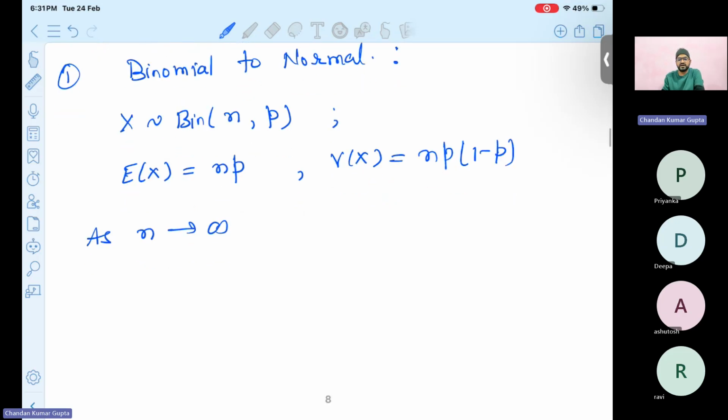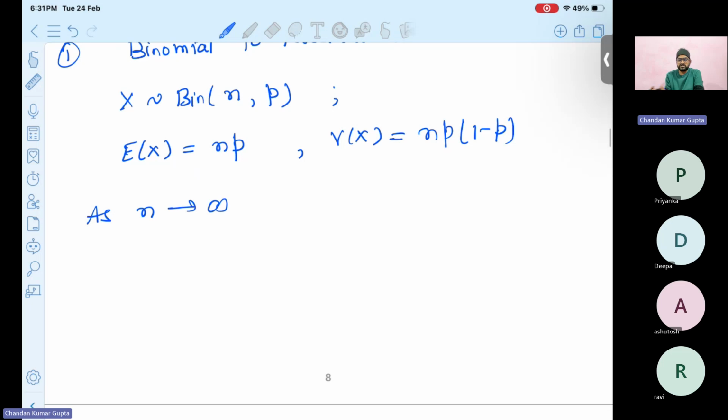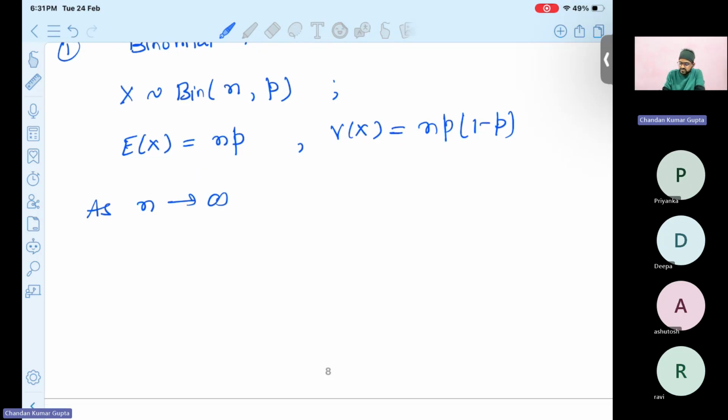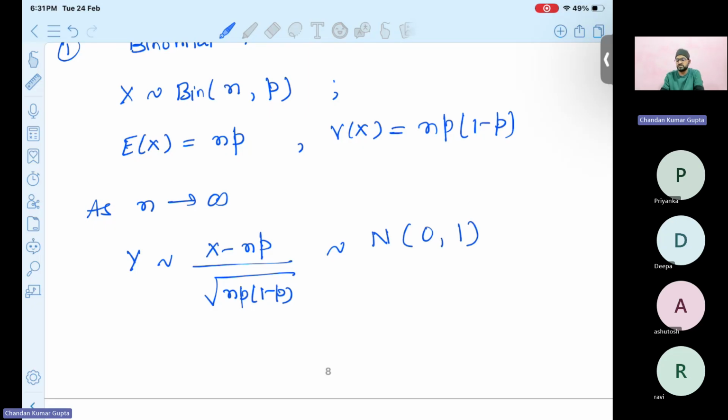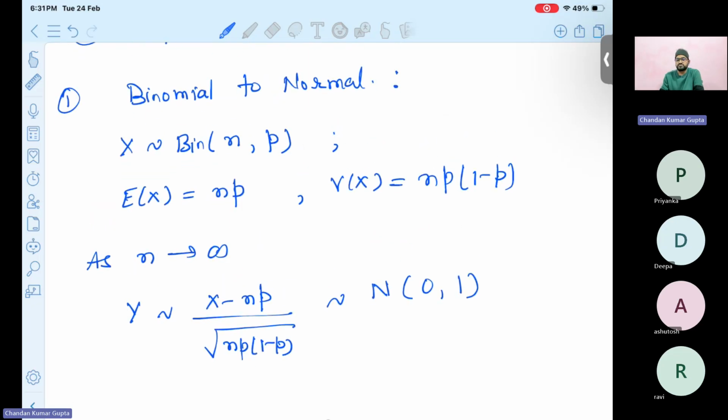Okay. So suppose n is large and p is in the neighborhood of 0.5. In that case, our random variable Y, which is X minus np upon the square root of np(1 minus p), is approximately normally distributed with mean 0 and variance 1. So this is one approximation: X is a binomial random variable, but its standardized version converges to a normal distribution.